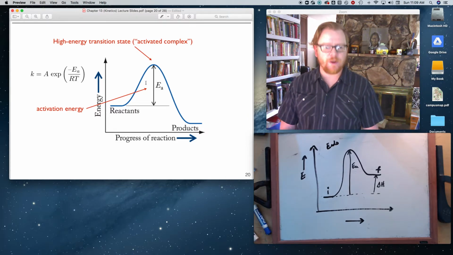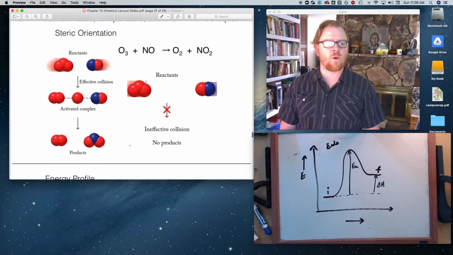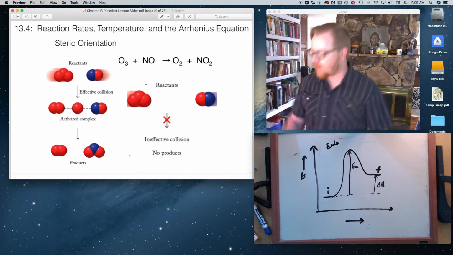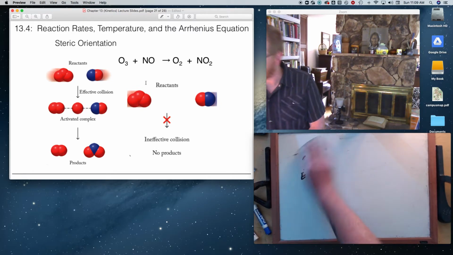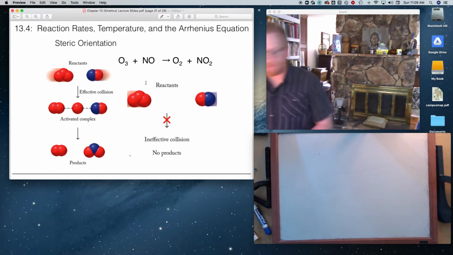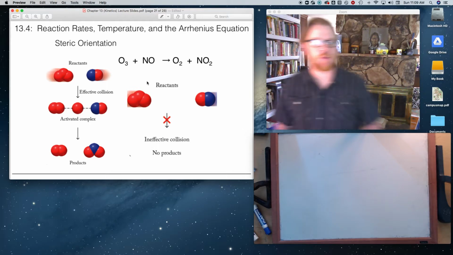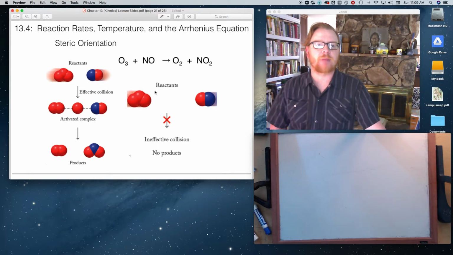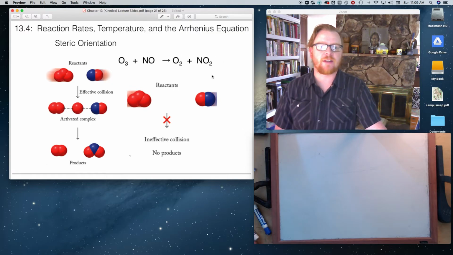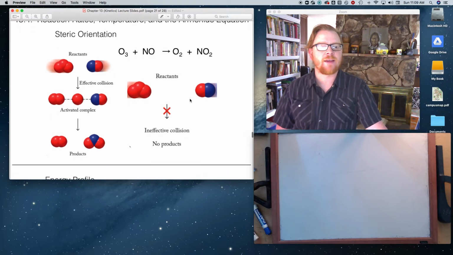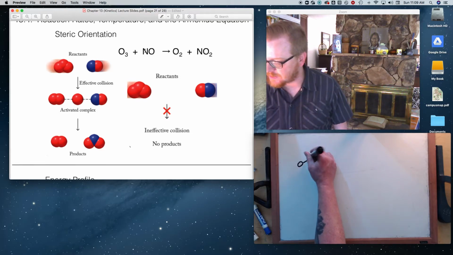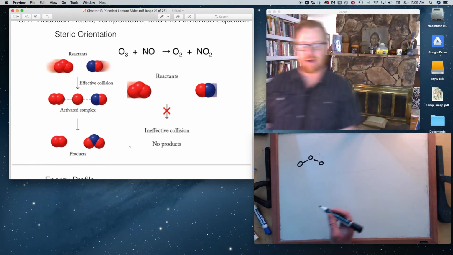Okay, so I'm going to move forward, and I'm going to talk about this whole steric orientation and this activated complex, or this transition state here. So this is a good example of the reaction between ozone and nitrogen monoxide to form oxygen and nitrogen dioxide. And what you can see here, what has to happen in this reaction, is you're exchanging an oxygen atom from the ozone to the NO. All right. So I'll kind of draw the same thing that's going on here in the diagram.